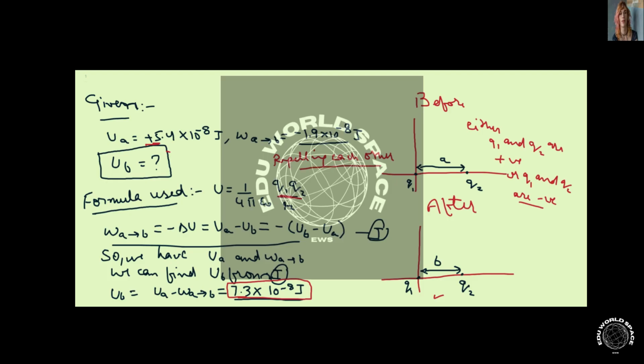If they are repelling each other, we have WAB, the work done by the electric force. The force acting on Q1 is in this direction and the force acting on Q2 is in that direction. Since the work done by the electric force is negative, that means they have to be at a closer distance now. So this is B, and B has to be less than A. So now they are closer to each other.